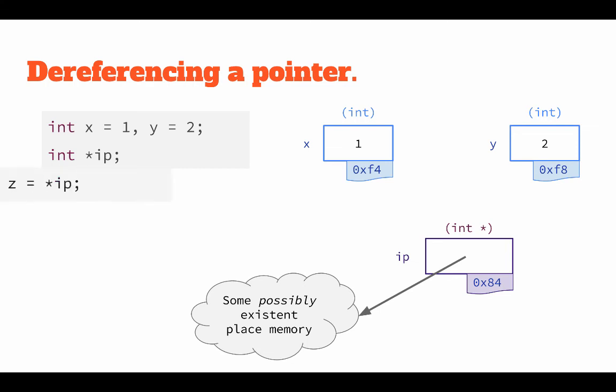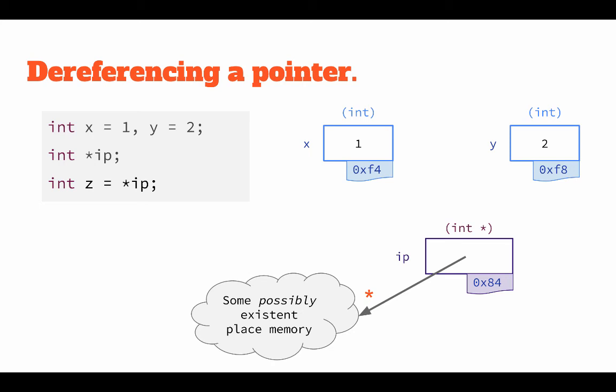So the point I want to make here is, if I have a third line in my code here, let's say I decide that I want to create an integer z and I want to store whatever ip is pointing to into z. First thing I have to do is dereference ip. So I say the value of ip, or star ip.